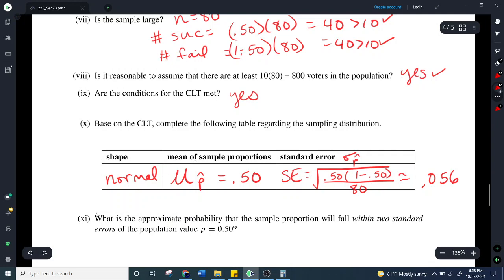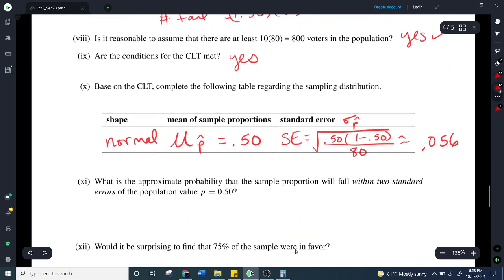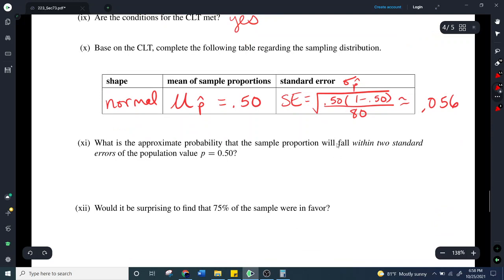I'm going to round it and say 0.056. All right, then it says, what is the approximate probability that the sample proportion will fall within 2 standard errors of the population value of 50%? So we can answer this without doing any calculations. We could go into StatCrunch and figure out what 2 standard errors are on either side. But before we do that, I want to remind you of the empirical rule.